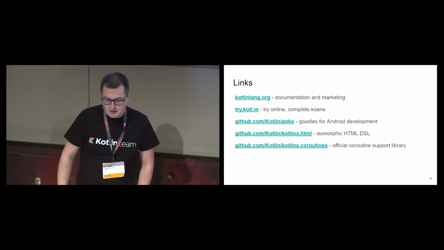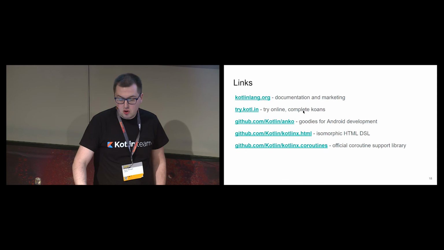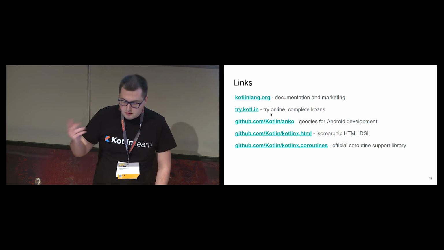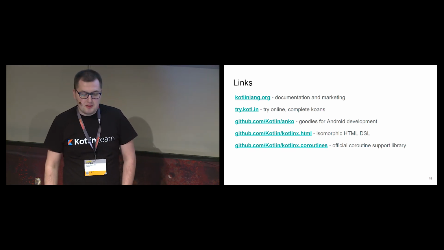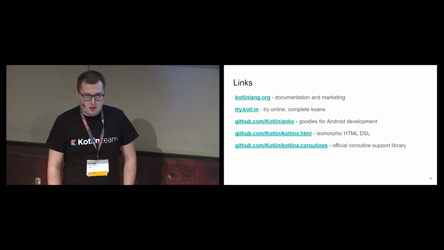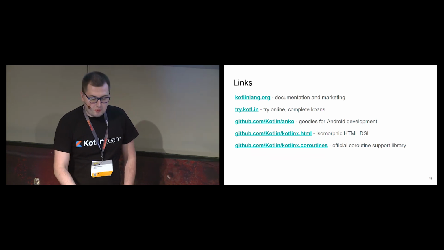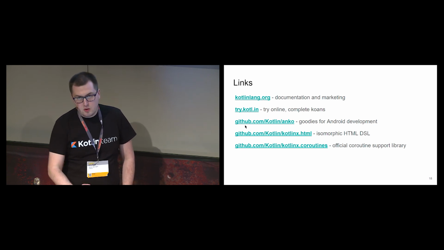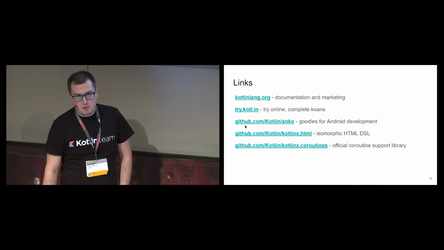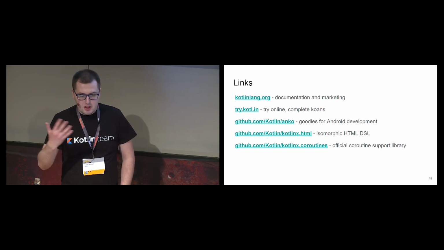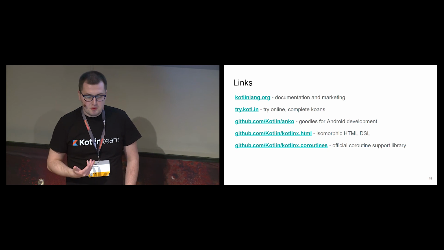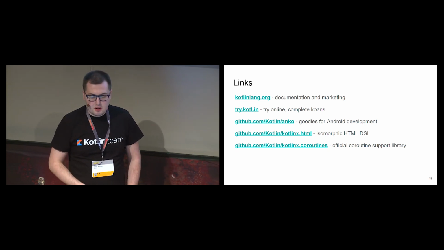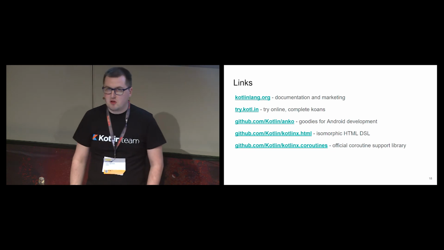So here are some useful links. If you're new to Kotlin, then check out our documentation site. It has lots of examples and reasons why you might want to try it. There is an online IDE, which has lots of examples and koans you could complete, so you don't need to install anything. And then there are some libraries I might have mentioned. So Anko is great for Android development. Kotlin HTML allows you, for instance, to create HTML both in JVM and in JavaScript with the same code, so it's like isomorphic. And Kotlin coroutines, which is a really cool library for asynchronous programming.